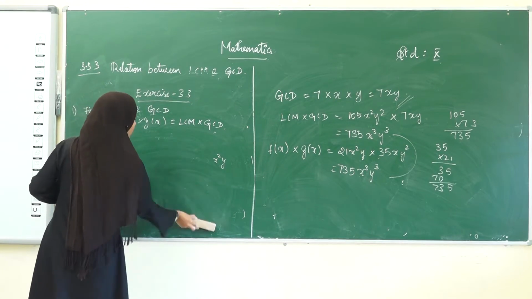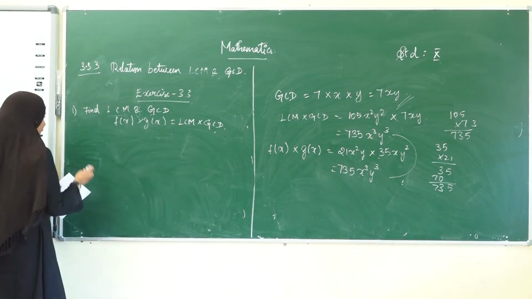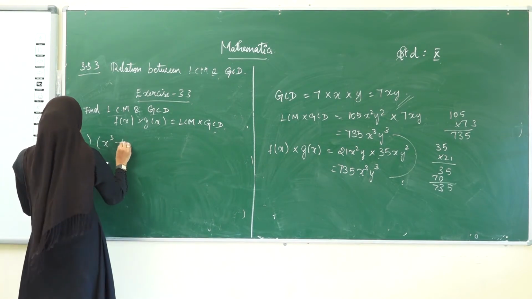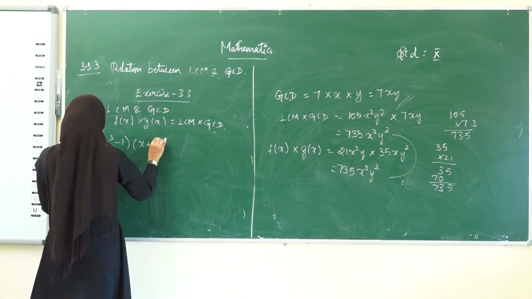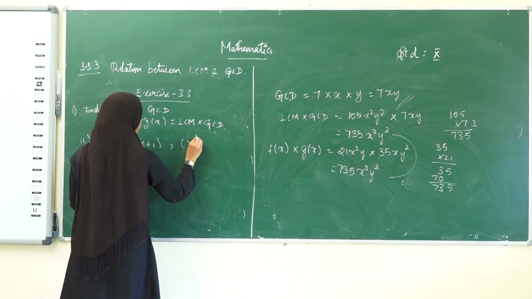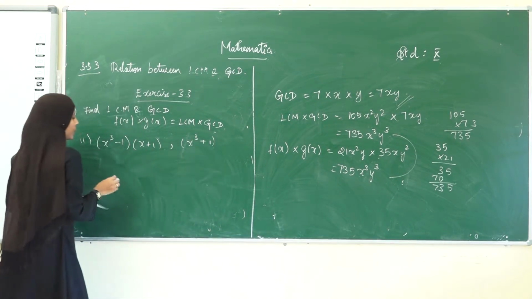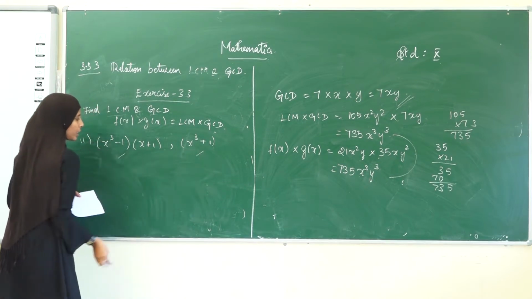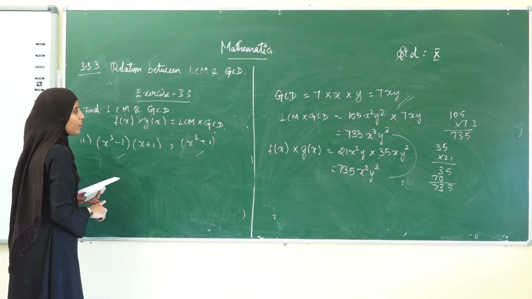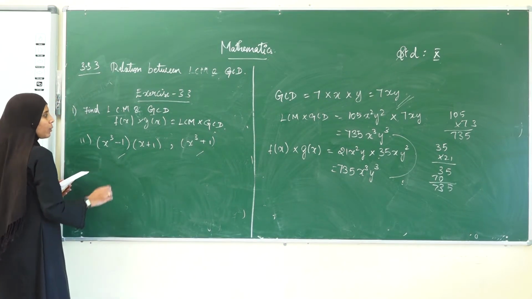Now we are moving on to the second subdivision. The second subdivision will be the assignment for you. It will be easy, we can find it like this only. What they have given is x cube minus 1 into x plus y comma x cube plus 1. We should take this as f of x, this is g of x. Okay, we should expand it and then find the LCM and GCD. Then we have to verify this.